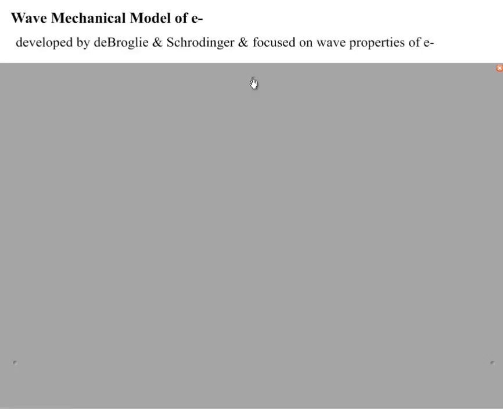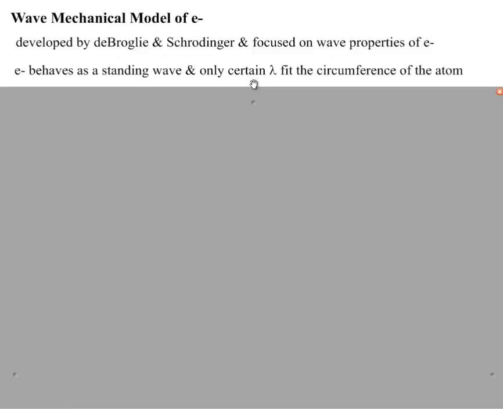So, something called the wave mechanical model of the electron was developed by de Broglie and Schrödinger, and they focused on the wave properties of the electron. If you remember earlier, we said the electron, being a medium-sized particle, can exhibit both wave-like properties and matter-type properties, and so they focused on the wave-like properties of the electron to help explain why the electron stays where it does relative to the nucleus of the atom.